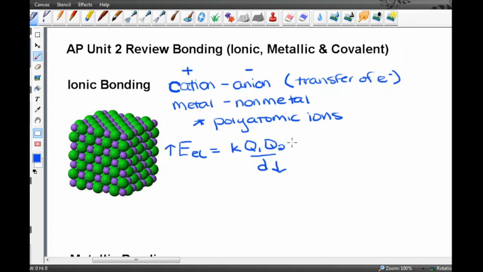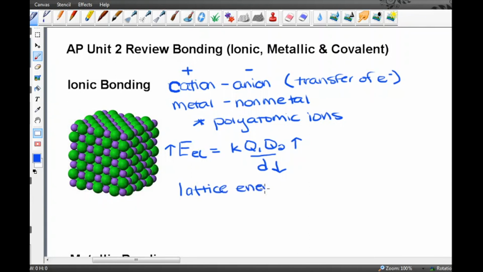energy. You're also, when you have bigger magnitude of charges, when you have ions with like a 2 plus or a 3 plus charge, you're going to have a bigger numerator and thus a bigger electrostatic potential energy as well. And this is, of course, how we measure the strength of this crystal lattice structure, and it's called lattice energy.